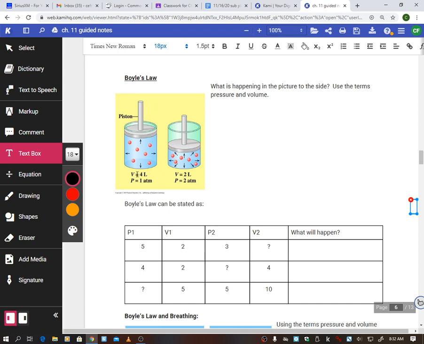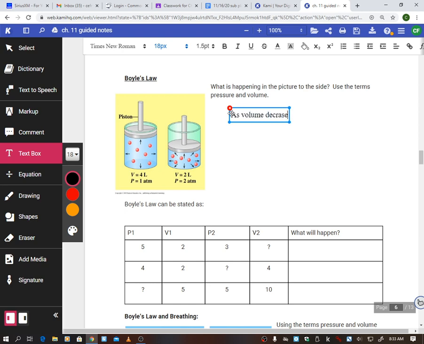If you look down here, they have numbers for them. The volume has gone from 4 to 2. So the volume has decreased, and when the volume decreased, let's look at what happened to the pressure. The pressure increased. That's going to be the big thing here. What is happening in the picture to the side? Use the terms pressure and volume. So as volume decreased, pressure increased.